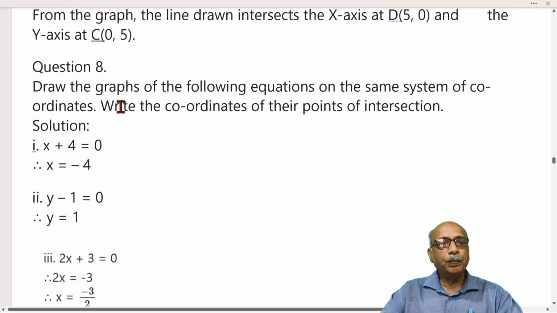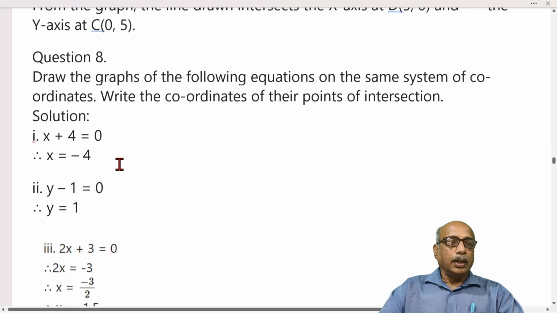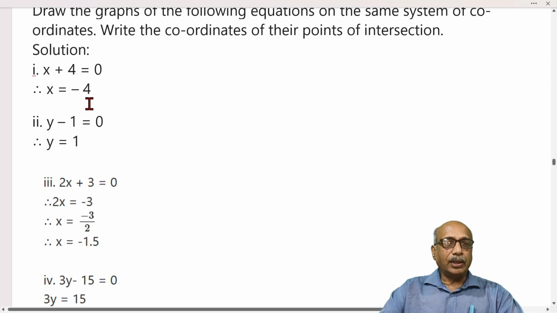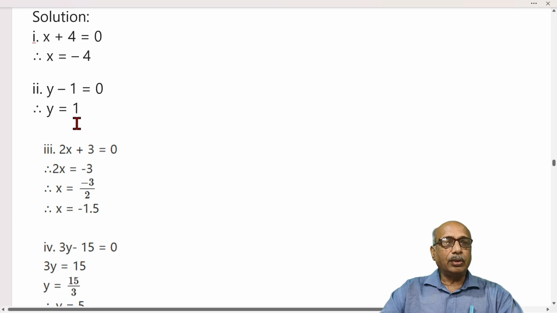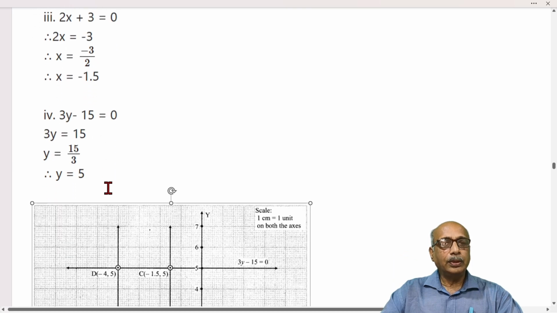Very clear? Question 8. Draw the graphs of the following equations on the same system of coordinates. Write the coordinates of the points of intersection. So x plus 4 equals 0, therefore x equals minus 4. y minus 1 equals 0, therefore y equals 1. 2x plus 3 equals 0, so 2x equals minus 3, therefore x equals minus 3 upon 2, x equals minus 1.5.